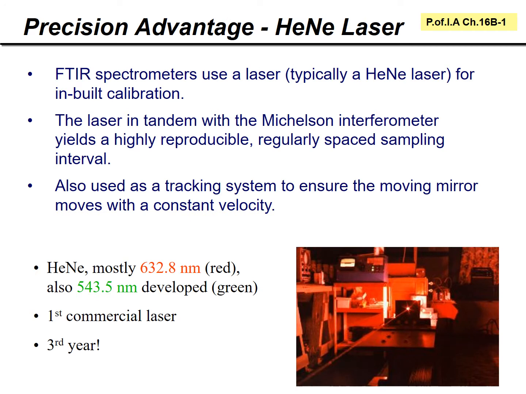Final advantage is one of precision, and that's because FTIR spectrometers use a laser for inbuilt calibration. It's not so important, but might as well tell you. Typically, this is a helium neon laser. That's what the HeNe stands for. And this was actually the first laser to be commercialized back in the 1960s. Anyway, it typically produces a nice red beam, such as shown in the picture there, but you can nowadays get quite a few different colors. The green version is affectionately known as the Greenie laser.